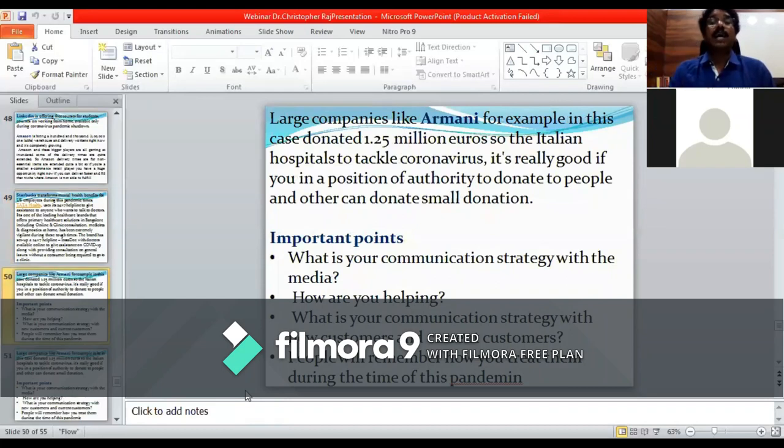Large companies like Armani, for example, in this case, donated 1.25 million euros so that Italian hospitals could tackle coronavirus. It's really good if you are in a position of authority to donate, and others can donate small donations. Important points: what is your communication strategy with the media? How are you helping? What is the communication strategy with new customers and current customers? People will remember how you treat them during the time of this pandemic.